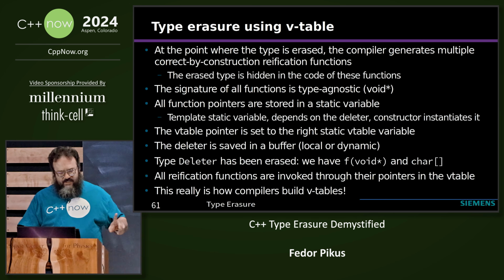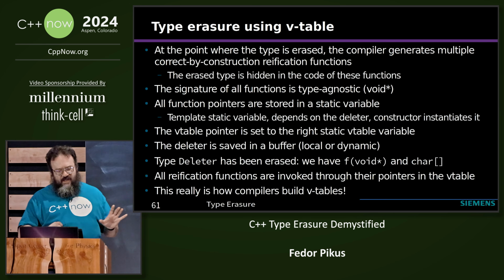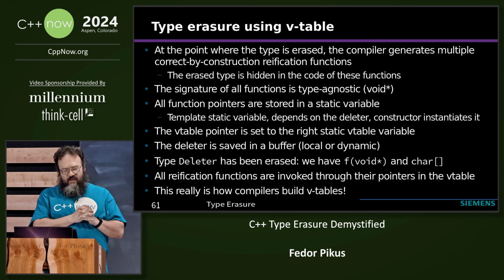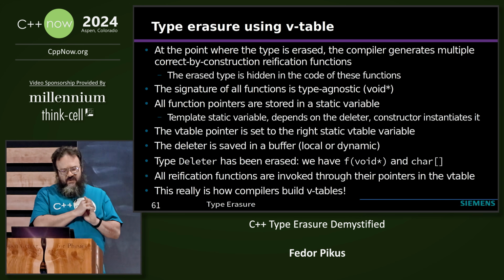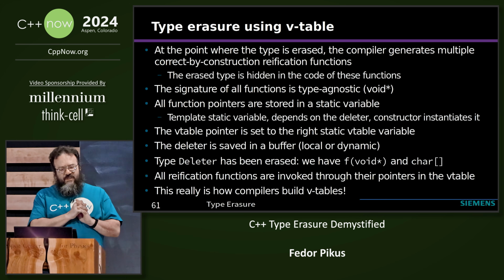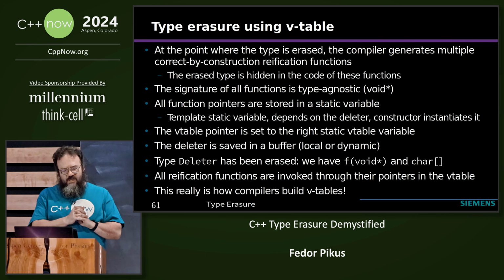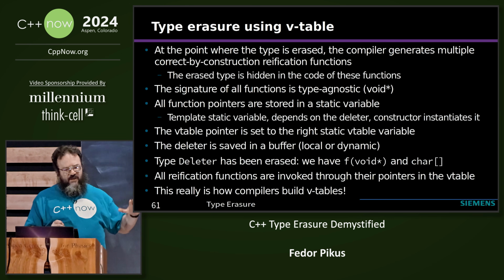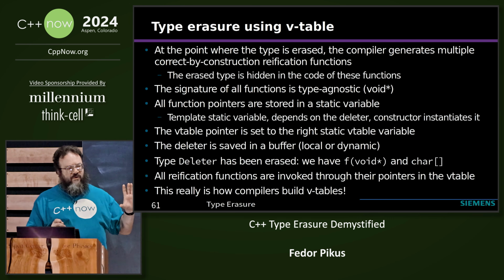All right, so the essential elements of this vtable approach is, at the point where the type is erased, so at the constructor in our case, the compiler generates multiple functions that reify the types, and they're all instantiations of different static templates. The erased type is hidden in the body of each of those generated functions. But the signatures of all of them are type agnostic. In my case, it's void star.